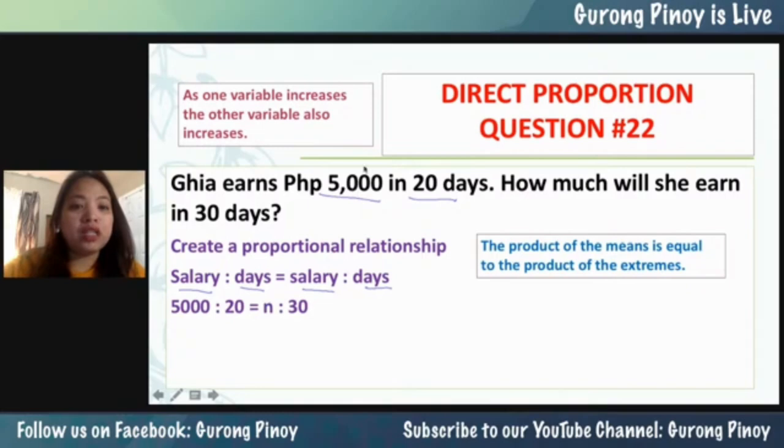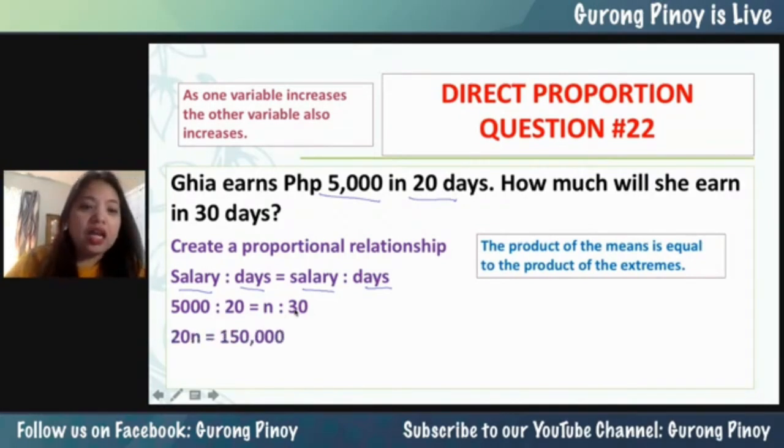Tapos, ito po yung unang salary na given, which is 5,000. So, write it here. Yung pangalawang number of days given is 20. And then since nawawala kung magkano yung pangalawang salary, so N, we are not going to use X, and then 30. Okay? Then, the product of the means is equal to the product of the extremes. This is a basic rule. Lalo na kung magtuturo na po tayo sa eskwelahan, ituturo nyo rin po ito. The product of the means, ang means po ay yung nasa loob. Yan, the product of the means is equal to the product of the extremes. Ayan po yung extremes.